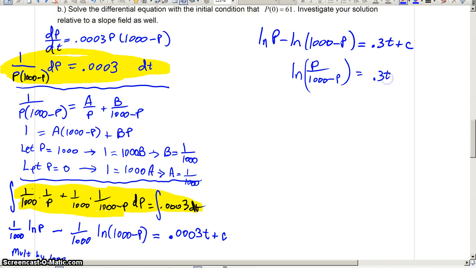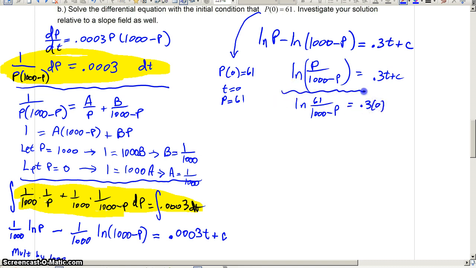So at this point, let's go ahead and find out what C is. Notice that P of 0 equals 61. What that's really telling us is this: P is a function of T, and that's what we're getting very close to seeing right now. We don't have P alone. But what that means is that T equals 0 with P equals 61. So very quickly we could substitute in 61 for P and simultaneously allow T to equal 0.